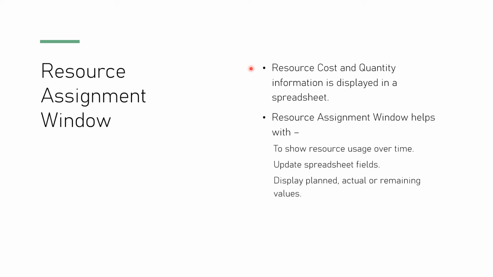Resource assignment window. Resource cost and quantity information is displayed in a spreadsheet. Resource assignment window helps to show resource usage over time, update spreadsheet fields, display planned, actual or remaining values.